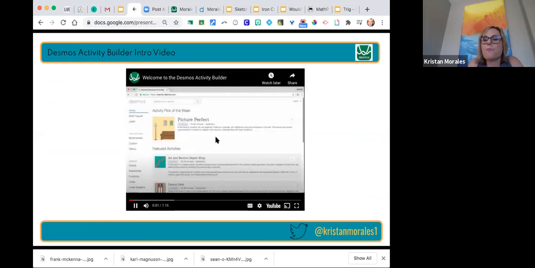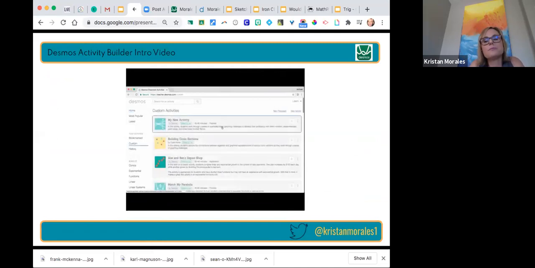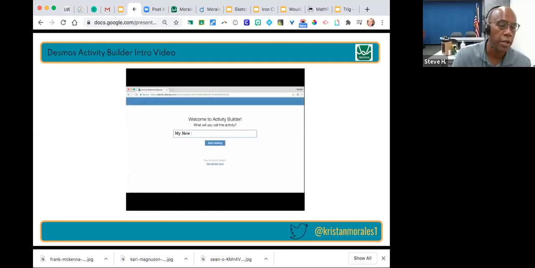Welcome to a quick overview of the Desmos Activity Builder. To create a new activity, visit teacher.desmos.com and select Custom from the left sidebar. Next, click New Activity. Can you make that a little louder, Kristen? And then click Start Building.